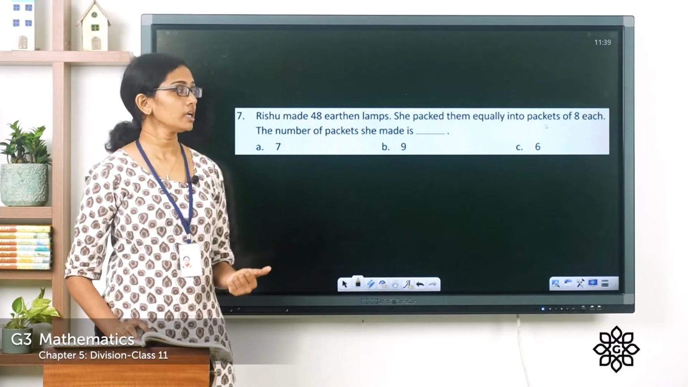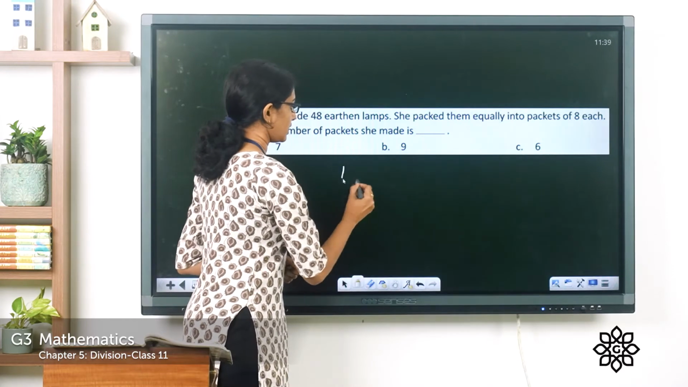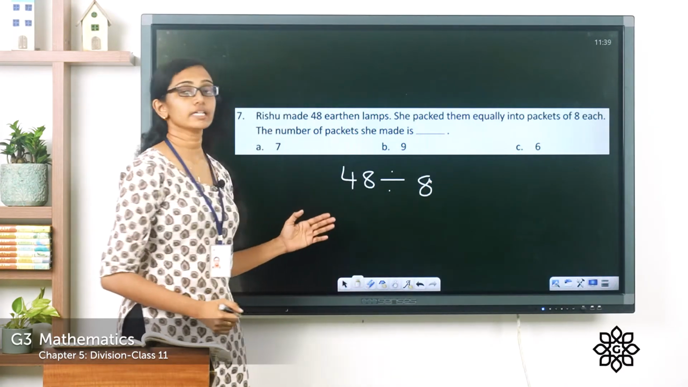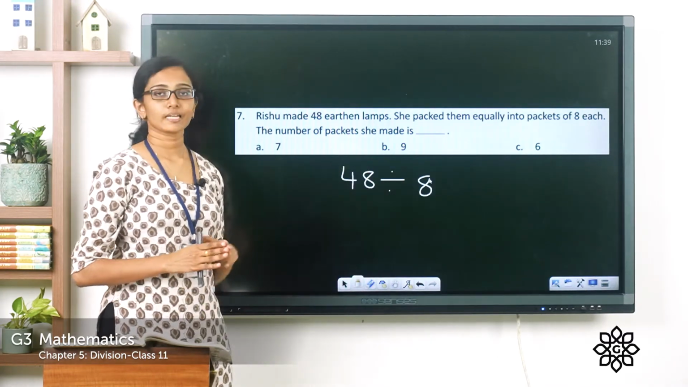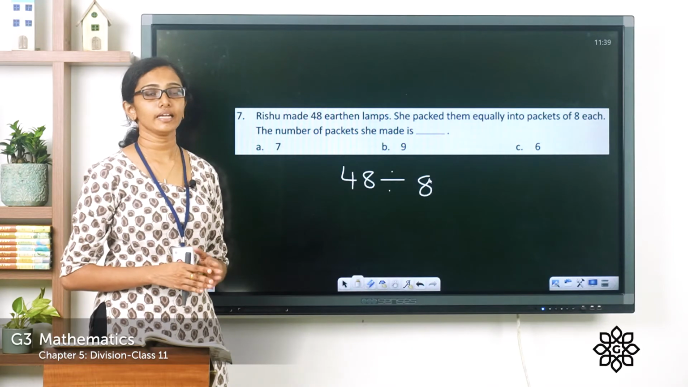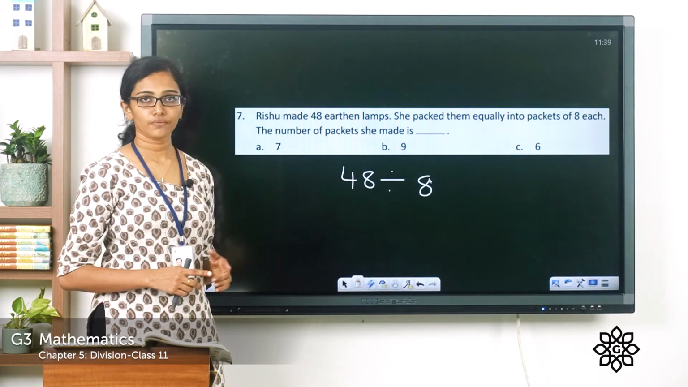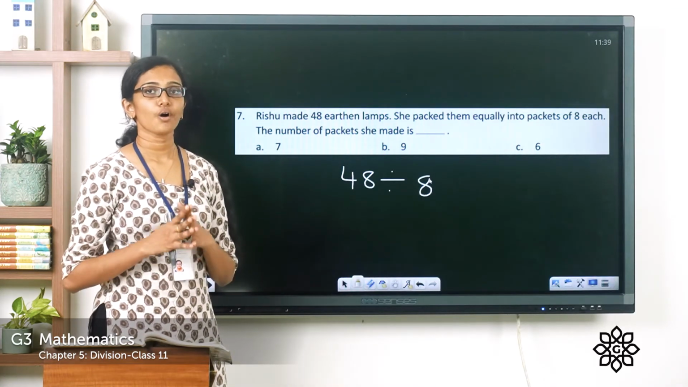So how would you do it? You have to do 48 divided by 8. And what is 48 divided by 8? How many 8s will go in 48? Besides the table of 8: 8 ones are 8, 8 twos are 16, 8 threes are 24, 8 fours are 32, 8 fives are 40, 8 sixes are 48.